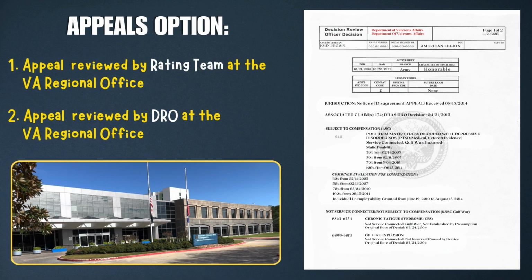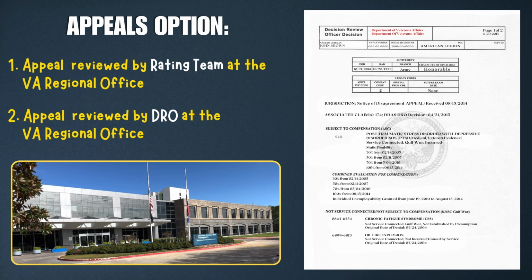When it comes to appeals at the regional office level, there are two options. Either you can get a rating team to review it or the DRO. So you might be asking, what should I do? The first thing you need to do is get informed before you choose either option.